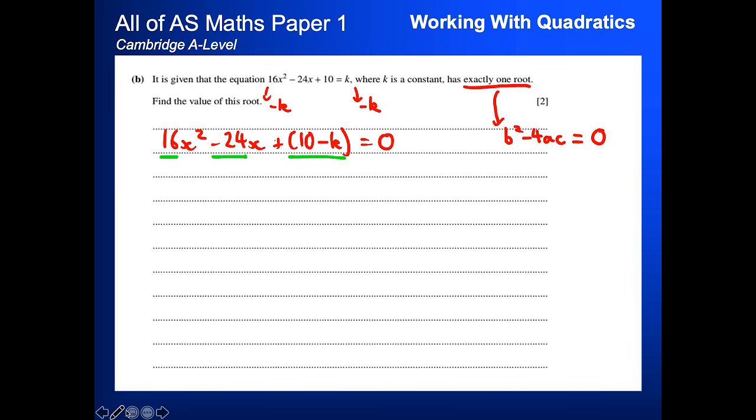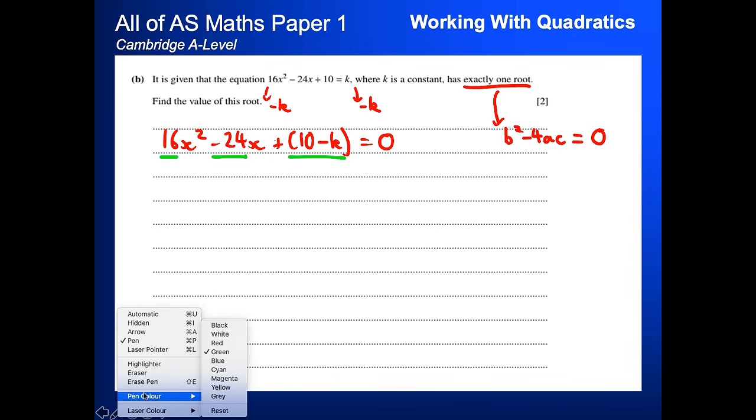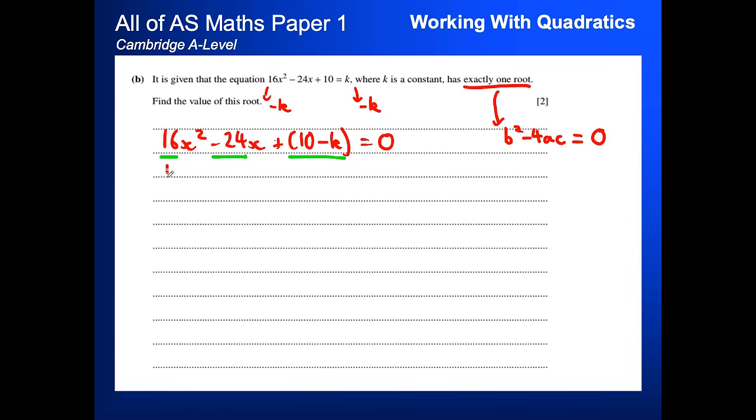So let me just label this up for you so you can see which part is which. So this is a, this is b, and this is c. So we pop it into our formula. We then get minus 24 squared minus 4ac, so 4 times 16 times 10 minus k is equal to 0 this time.